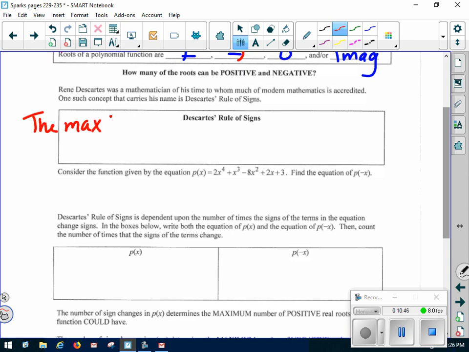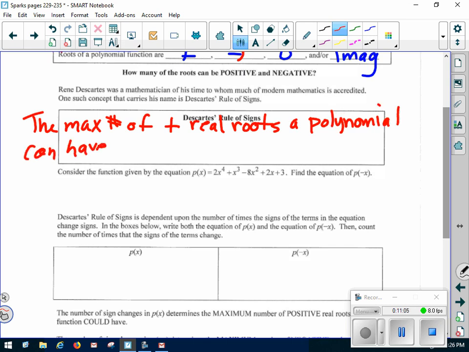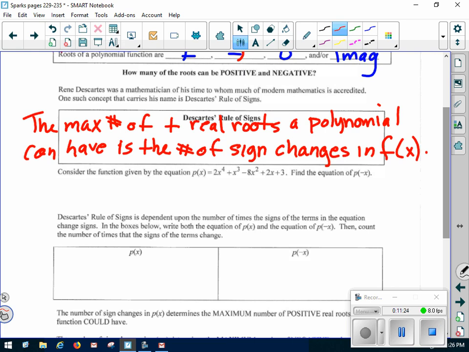The maximum number of positive real roots a polynomial can have is the number of sign changes in f of x. Please write kind of small because you're going to have to write something else too. The maximum number of positive real roots a polynomial can have is the number of sign changes in f of x.